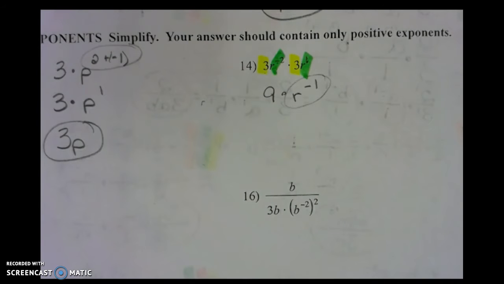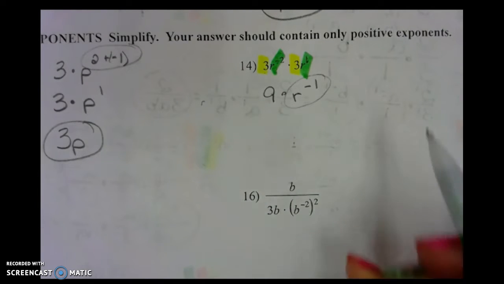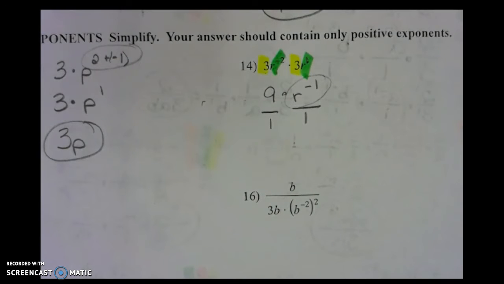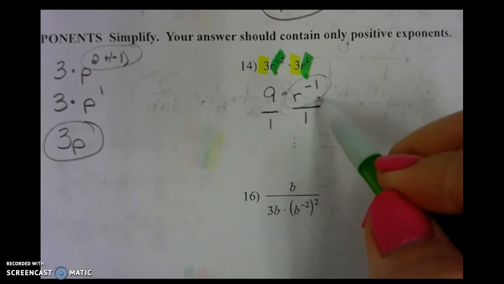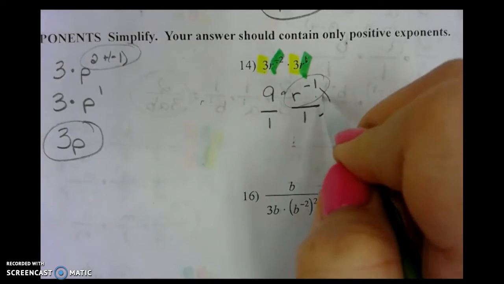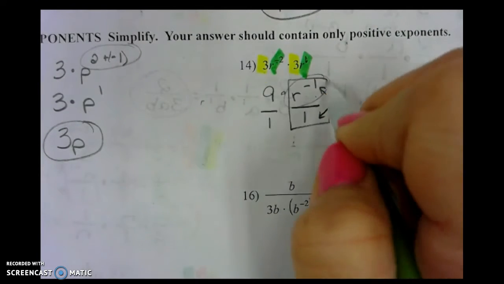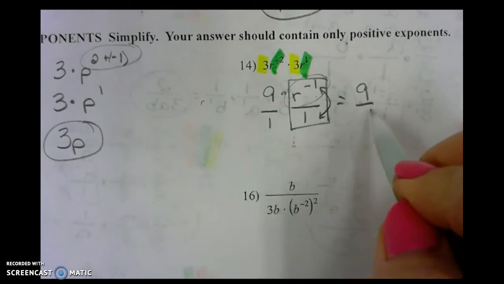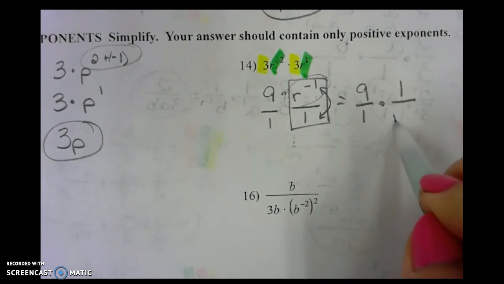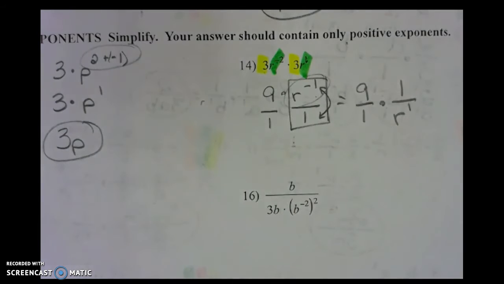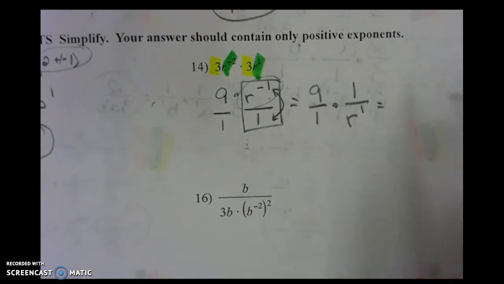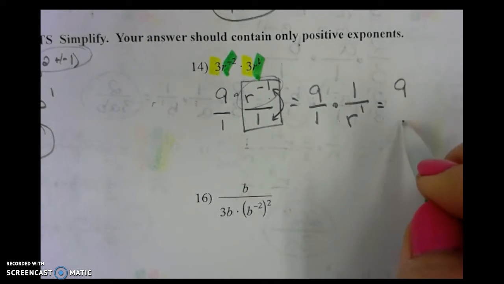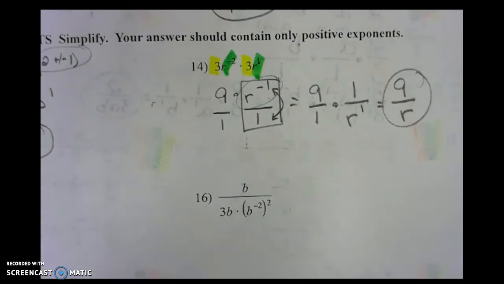Now, to take care of negative exponents, you start by making it a fraction. Just go ahead and make the 9 a fraction as well so you don't have to worry about mixing anything up. Now, to make negative 1 a positive exponent, I'm going to flip the reciprocal of only this base. That's going to give me 9 over 1 times 1 over r to the now positive 1. Now I'm ready to multiply straight across. 9 times 1 is 9, and 1 times r to the 1 is r. And that is your answer.